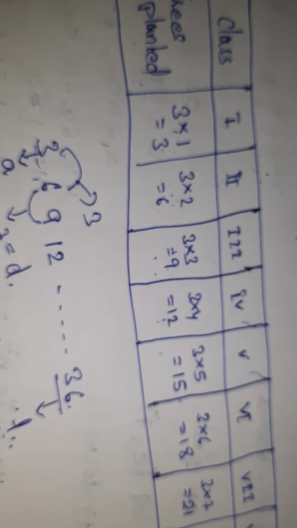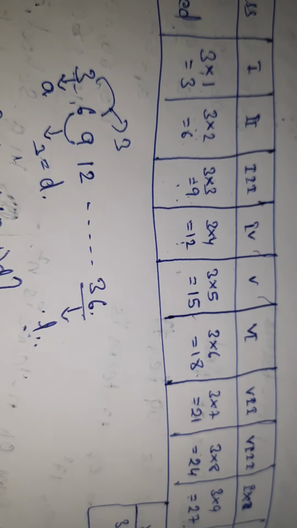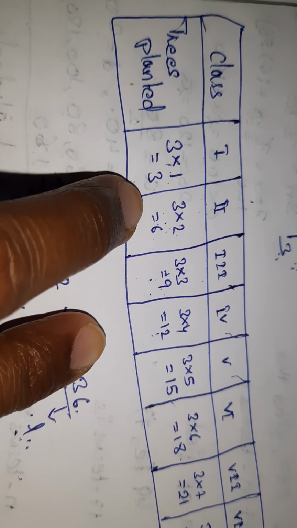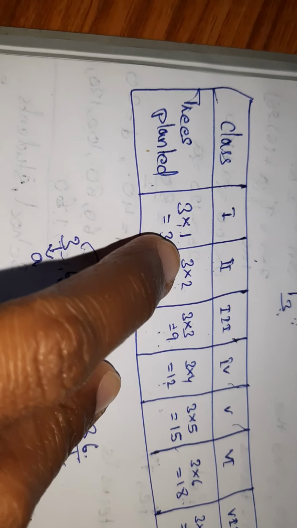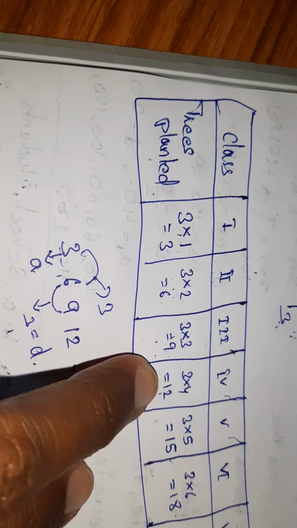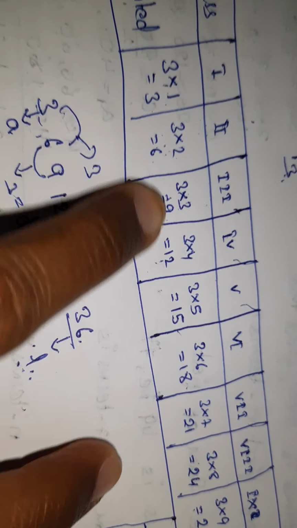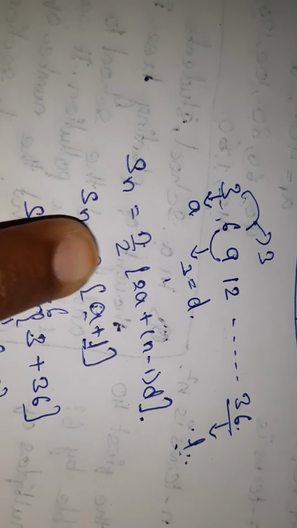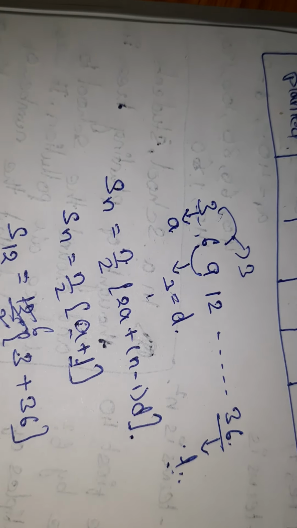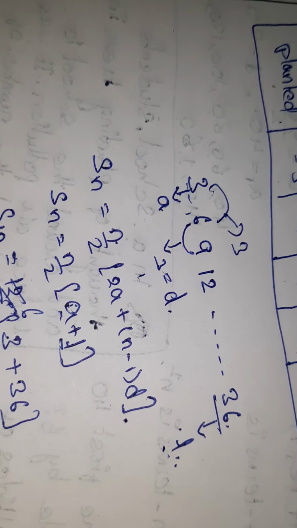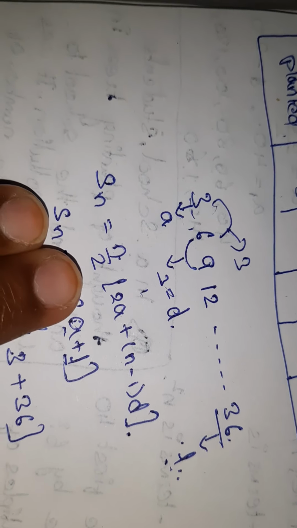I hope you understood. You just need to understand it. According to the classes, they have planted the trees, and each class has three sections, and according to the class they have planted trees. So we get a series of terms, that is an arithmetic progression. And he is asking us to find the total number of trees planted by the students. So the total number of trees means the sum of the terms, right?